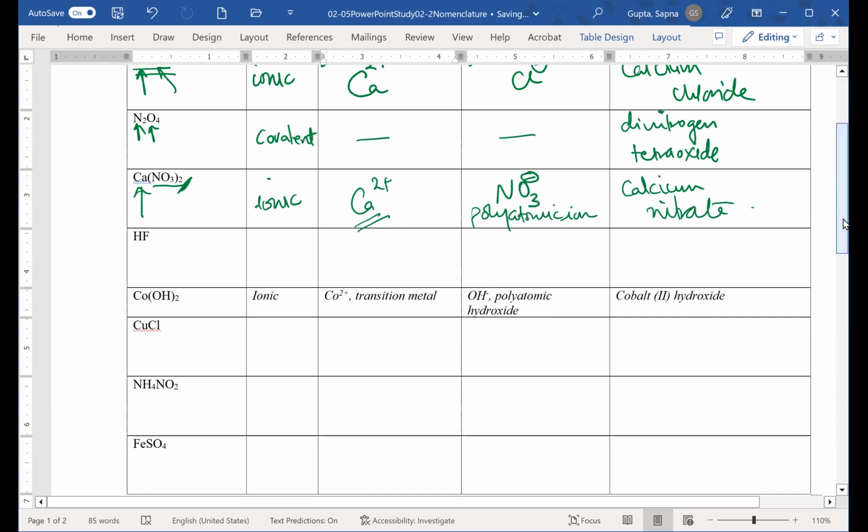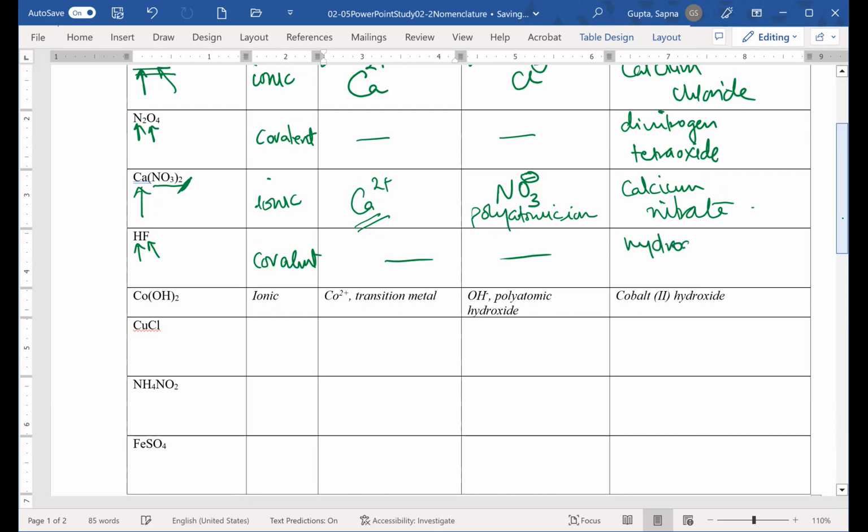Now for HF. HF, hydrogen is a non-metal, fluorine is also a non-metal, so this is covalent. If this is covalent, no ions, and then this is going to be hydrogen fluoride. Now, some of you wrote this one as hydrofluoric acid. If you write hydrofluoric acid, okay, then you have ions in there. That means you need to write it as an ionic compound. But I didn't want you to because this was not about acids at all, okay, in this study sheet.